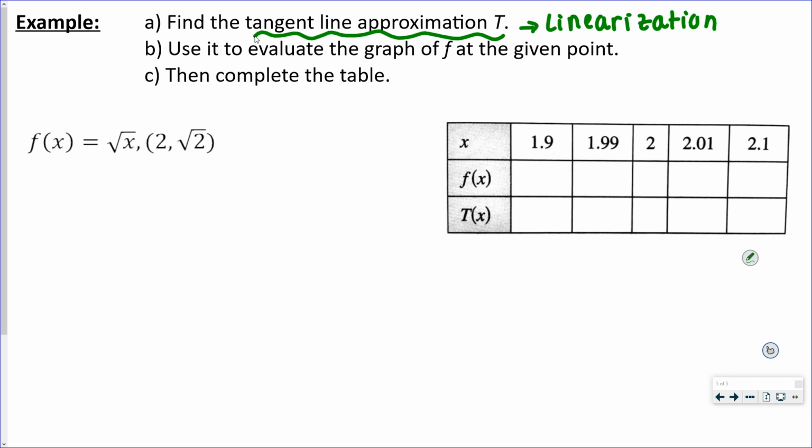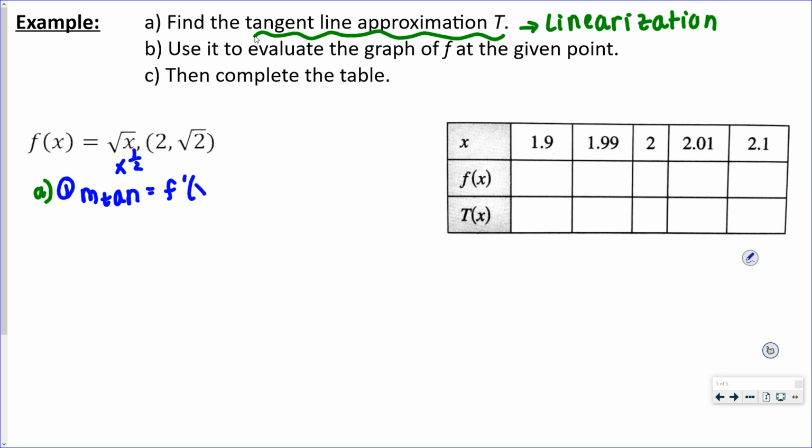Use it to evaluate the graph f at the given point, then complete the table. Okay, so to do part A, find the tangent line. We need two things. We need the slope of the tangent line, which is the derivative at 2. So let's just go ahead and find the derivative.